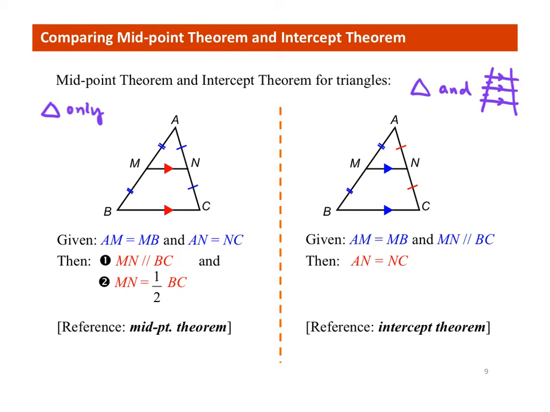The given condition is shown in blue and the conclusion is shown in red in the diagram. For midpoint theorem, the given condition is that AM equals MB and AN equals NC, and there will be two conclusions. The first conclusion, MN is parallel to BC. The second conclusion, MN equals half of BC. For the intercept theorem, the given condition is that AM equals MB and MN is parallel to BC. The conclusion is that AN equals NC.